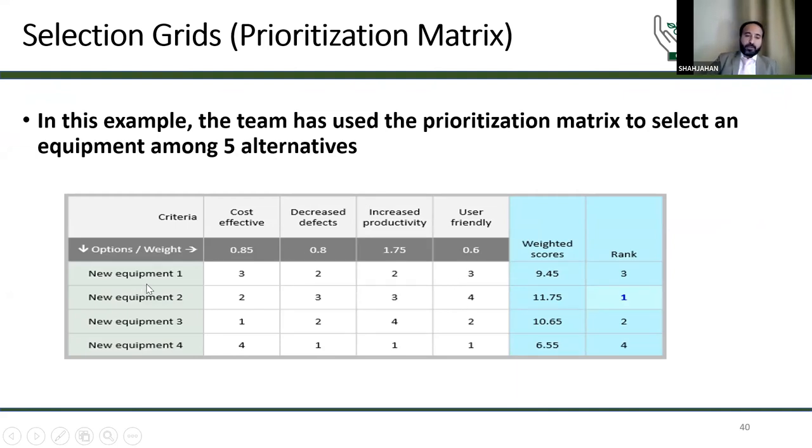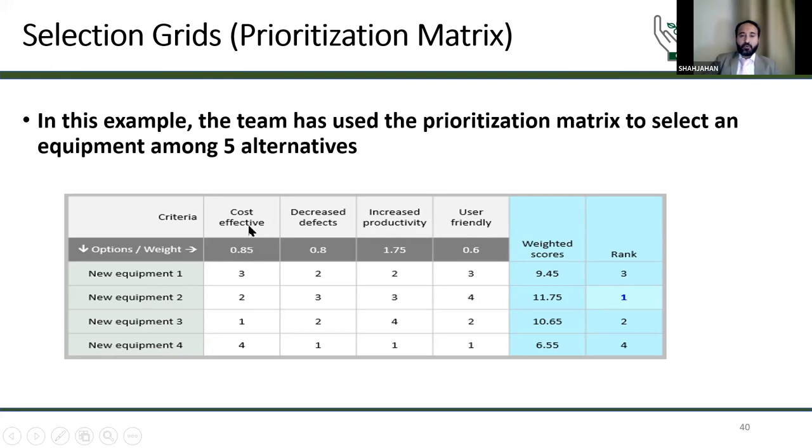For example, we want to buy equipment. There are four equipment options. They have different pros and cons, like cost effective, decreased defect, increased productivity, and user friendly. First of all, the team will decide the score of each.